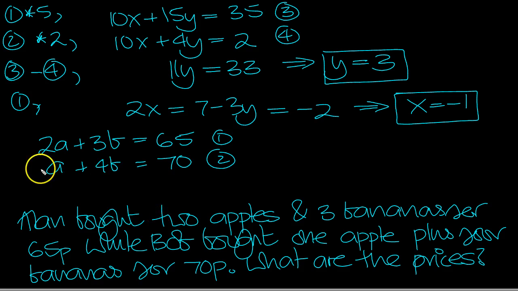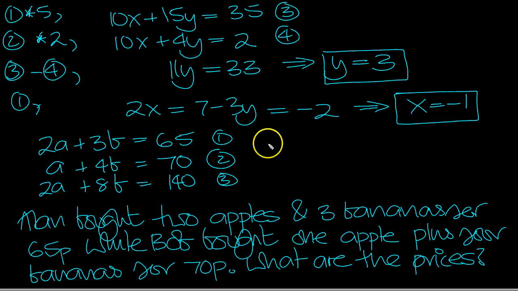What are the prices? Well, if we double this one, these will be the same then, won't they? So 2a plus 8b equals 140, and that's number 3. Now they're the same. It's nice and easy, this problem. We can take them away. This is bigger than that one, isn't it? So 3 take 1 then.